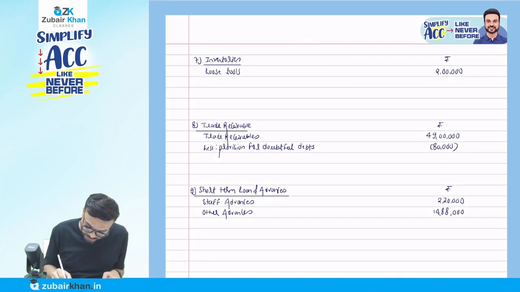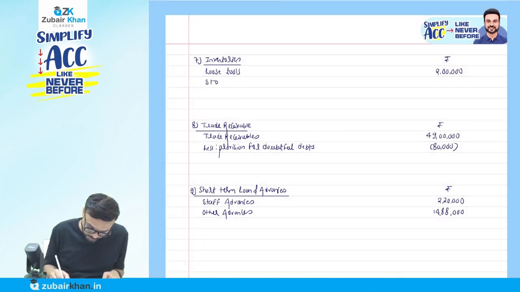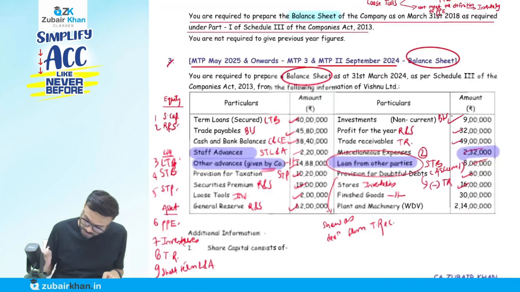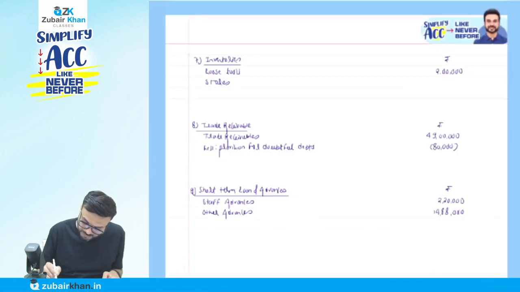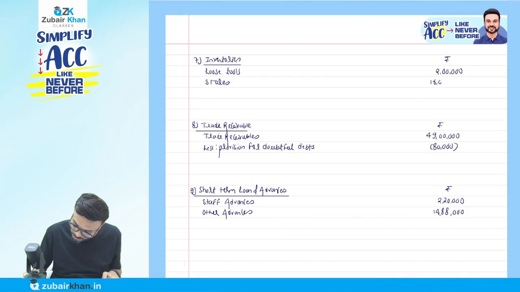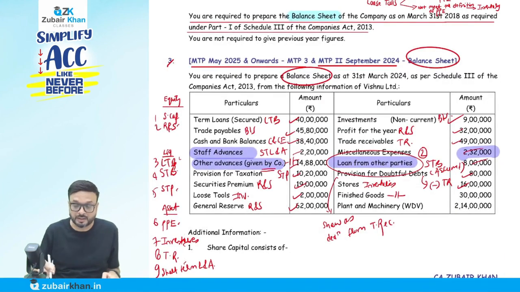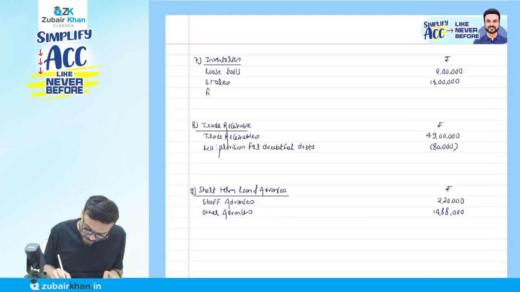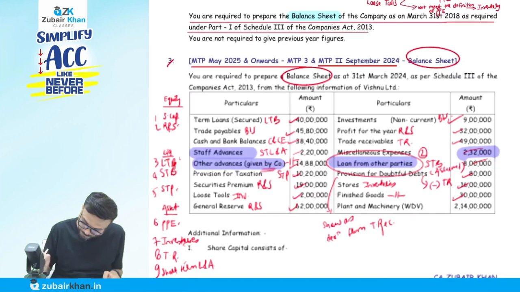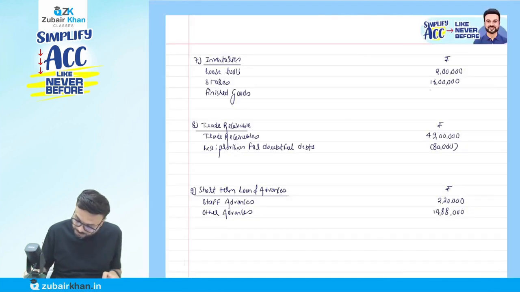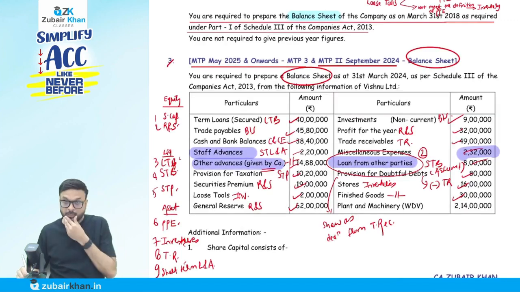Okay. Write down there now: Stores. How much we have here is 16 lakh. Then we have finished goods, 30 lakh. So finished goods, 30 lakh. Then we have here plant and machinery.